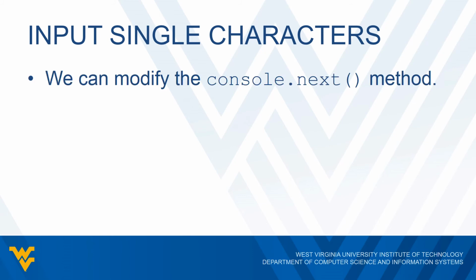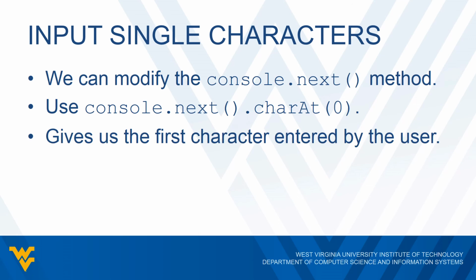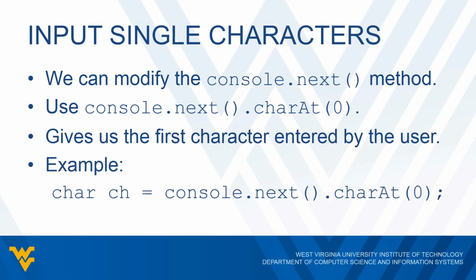Remember, the .next method allows us to read strings, I should say. So all we need is just the very first character of that string. So what we can do is put in console.next().charAt(0). We'll talk more about the details of how charAt works later when we talk about strings. But the idea is that it will give us the very first character that's entered by the user. Just to give an example, I can declare a character variable char ch and set it equal to console.next().charAt(0). So when the user types in even a full string, only the very first character of that gets stored into ch. This is how we would normally take care of characters.